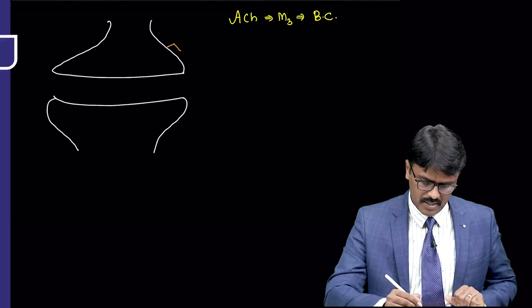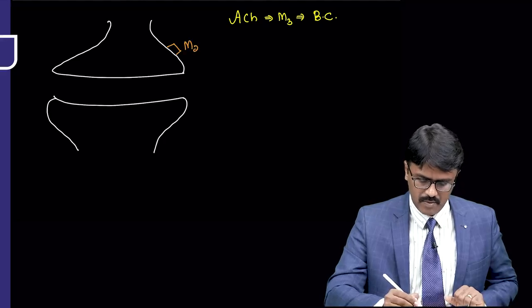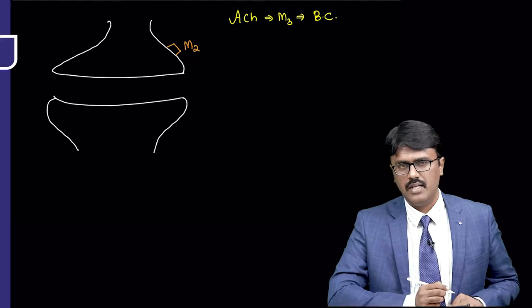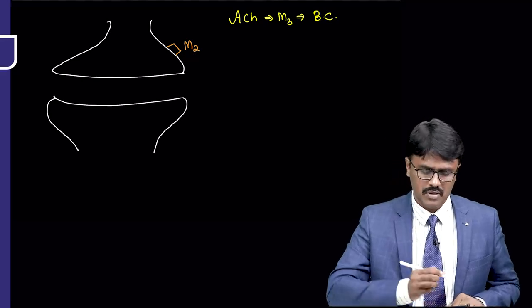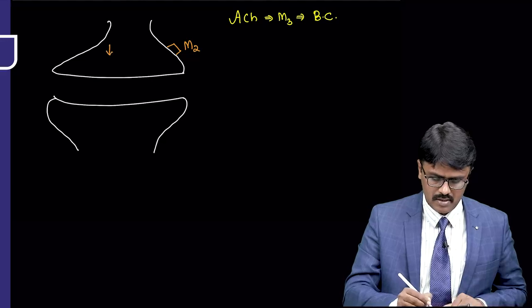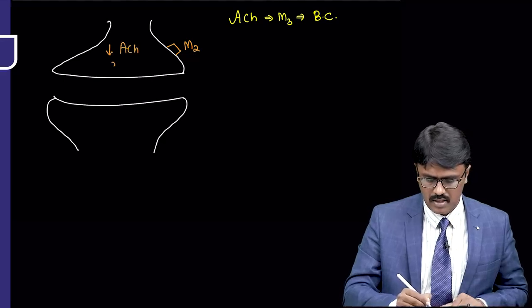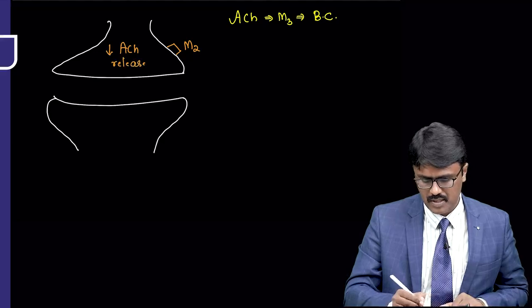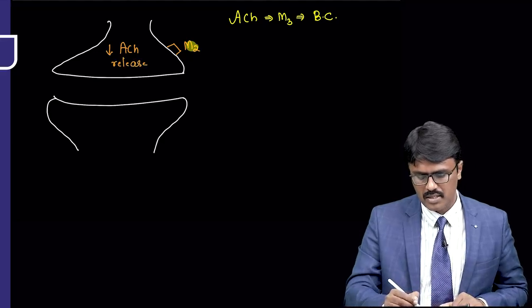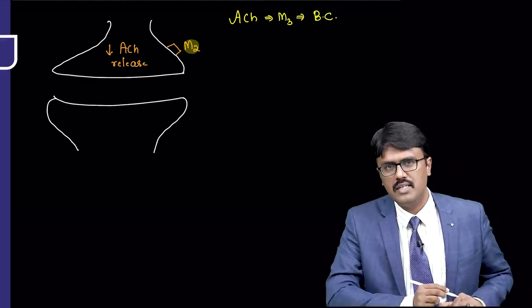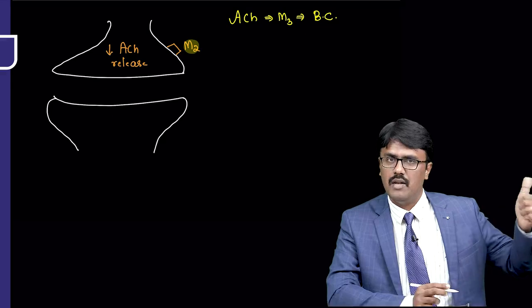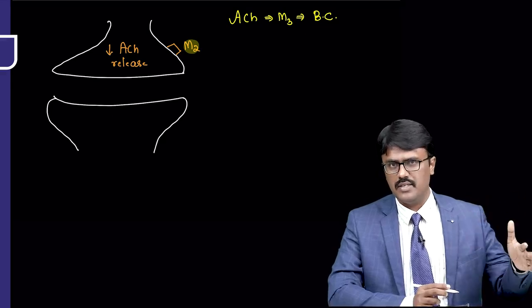Yes. Now, in the presynaptic terminal, we have a receptor called M2. The role of M2 is to decrease acetylcholine release. I think it's similar to the alpha-2 action. M2 also does the same thing, it decreases acetylcholine, but alpha-2 decreases normal release.